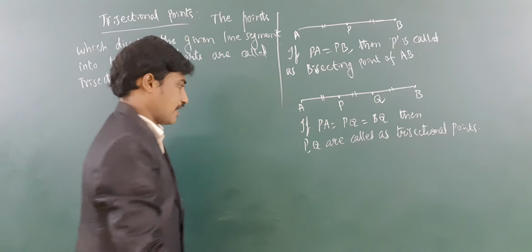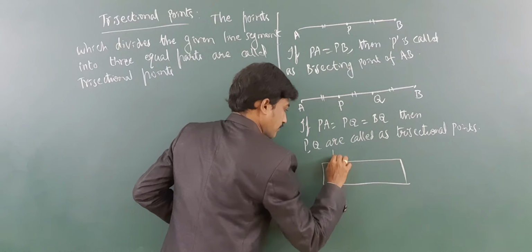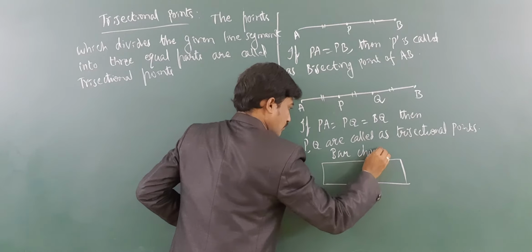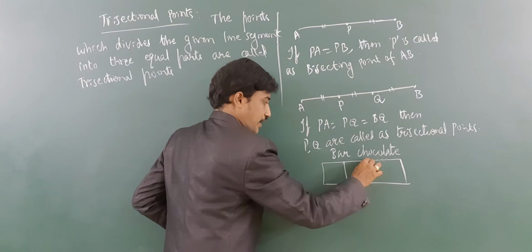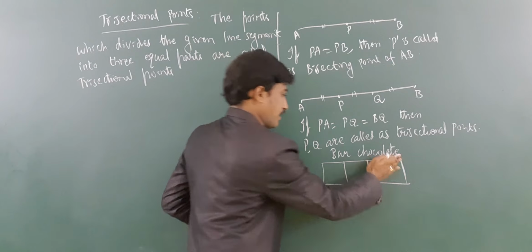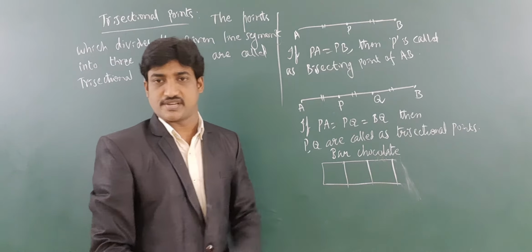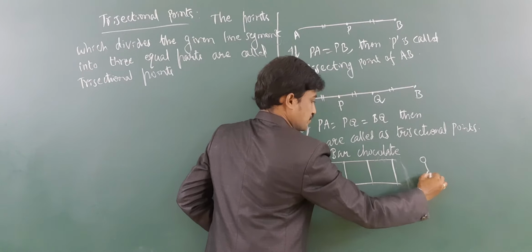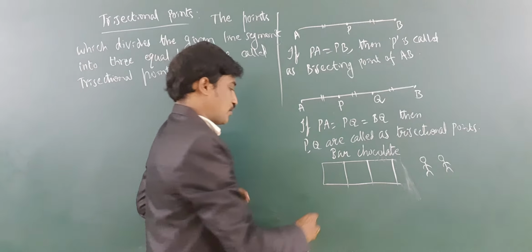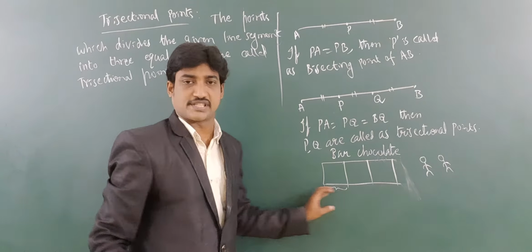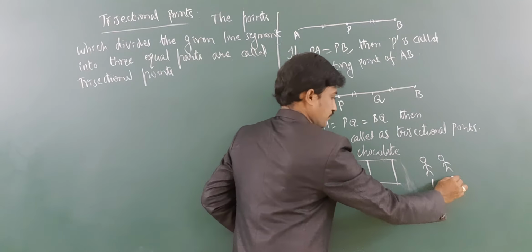For example, I am taking a bar chocolate, in which there are 3 congruent parts. We can distribute these pieces among 2 children in this way: to the first person 1 piece, and to the second one 2.